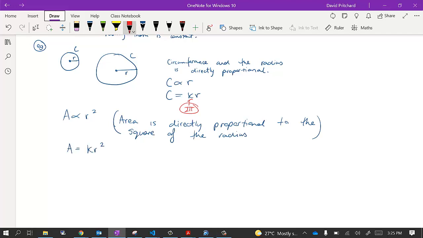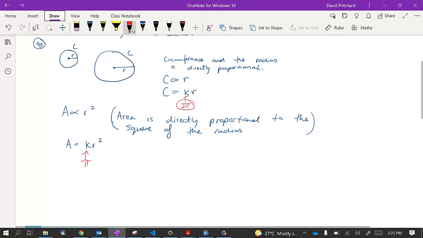squared. In this case, again, we can define what k is, by calculating or knowing what some areas are and knowing some radiuses. If we did that, we'd find that the constant is pi. So we know the area would be pi r squared, just like we know the circumference of the circle would be 2 pi r.